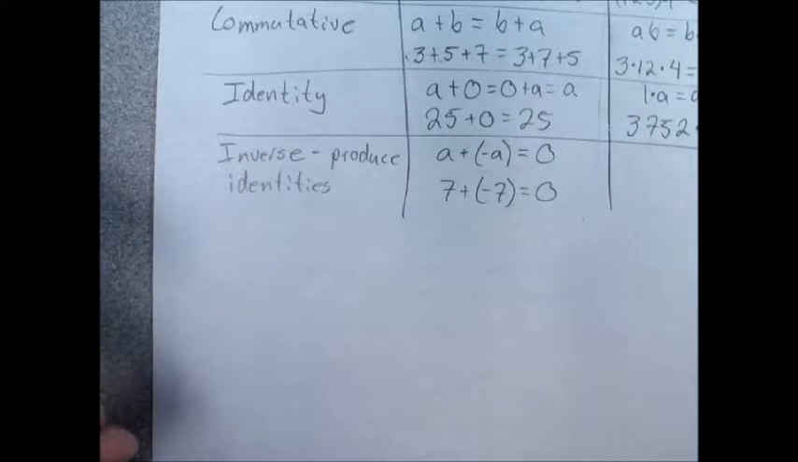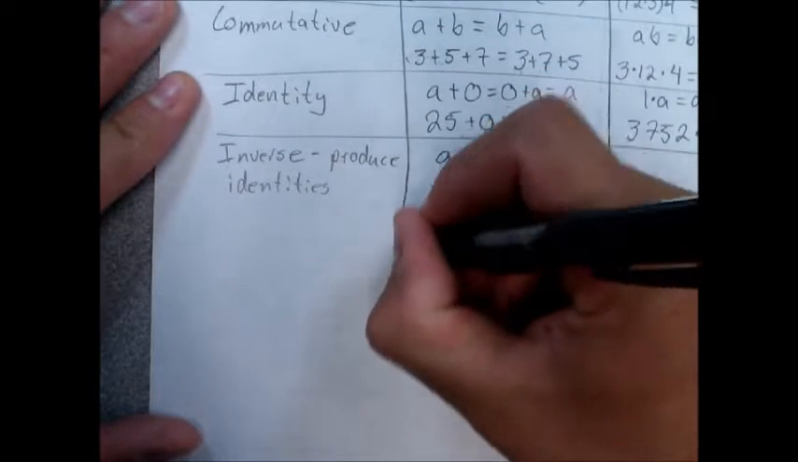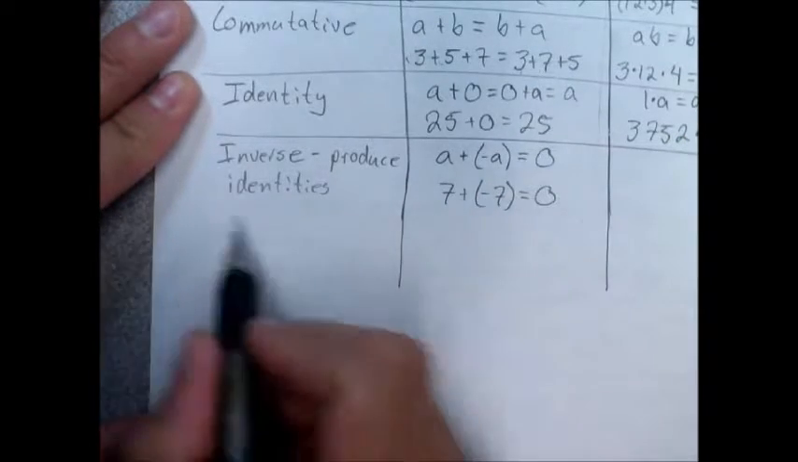Okay, so inverses produce identities. So if I ask you what is the inverse of negative 2, you would tell me 2, positive 2. What is the inverse of 105? Negative 105. Good. So there's no real confusion there. Good. Just take its opposite.